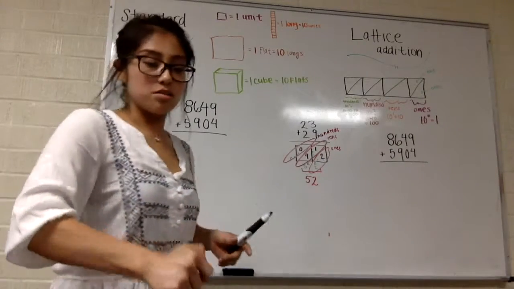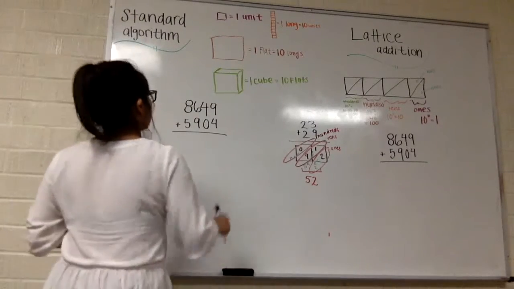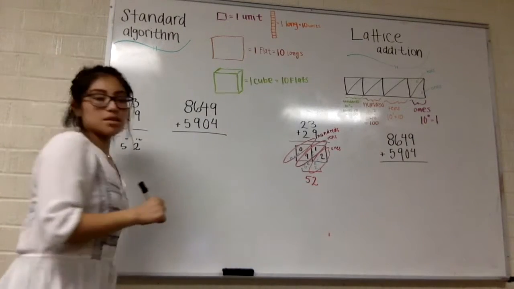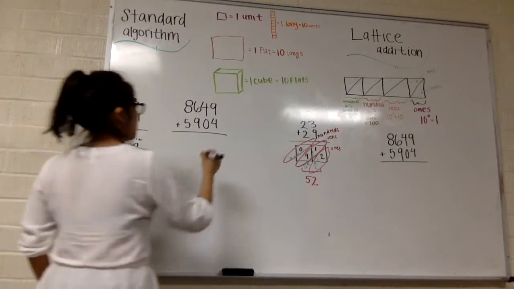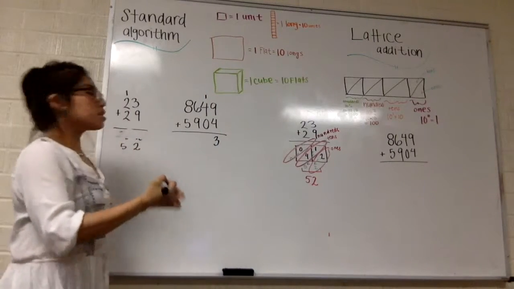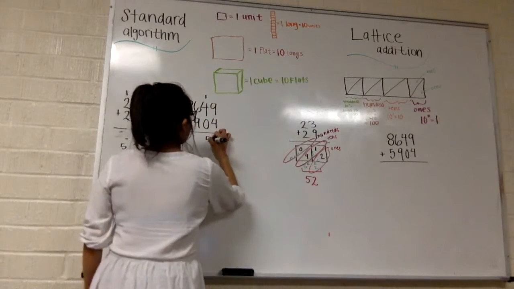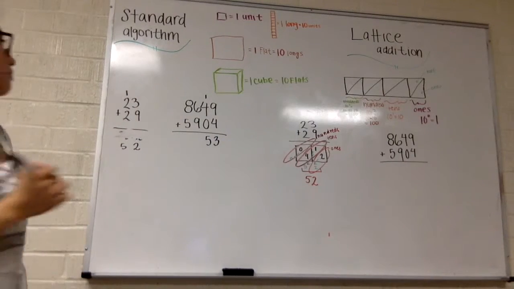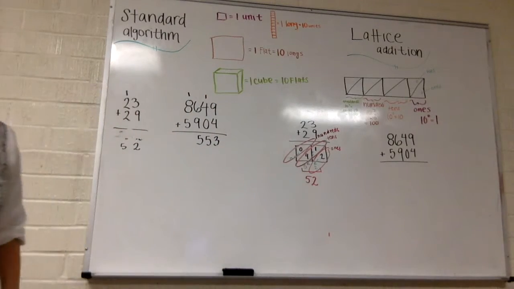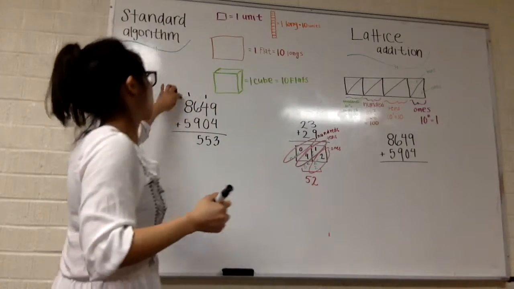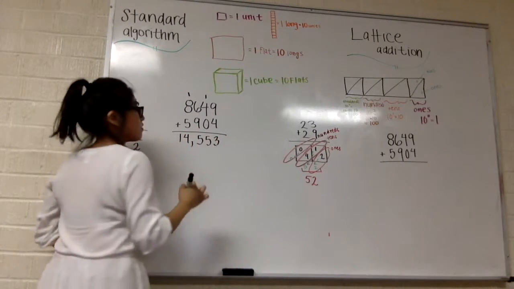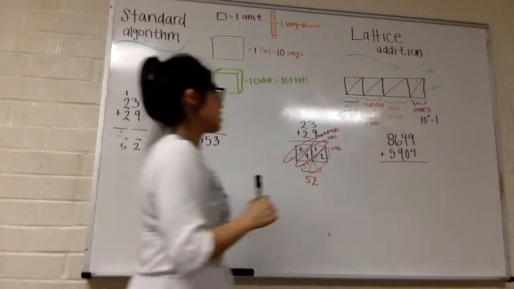Now moving on to an even bigger number, we have 8,649 plus 5,904. And here we know that 9 plus 4 is 13. And using the same logic as before, we just carry the 1 over, just like we were taught. And then 4 plus 1 being 5. And then 6 plus 9 being 15. And then 8 plus 5 being 13, plus the 1 that was carried over, so 14. So here we have 14,553. And now moving on to lattice addition.